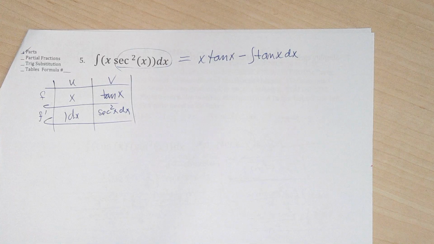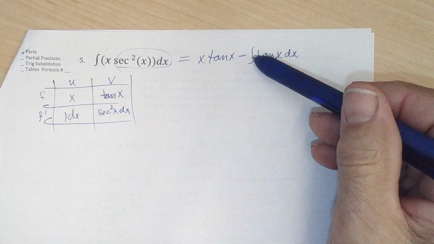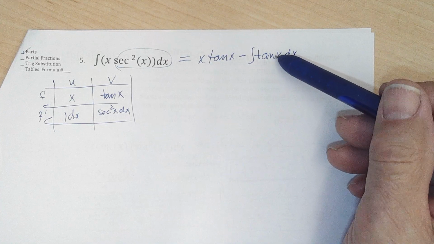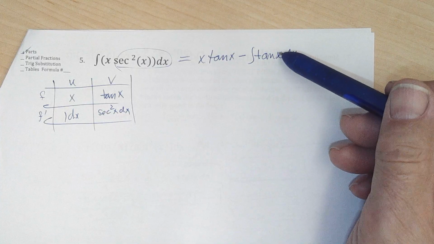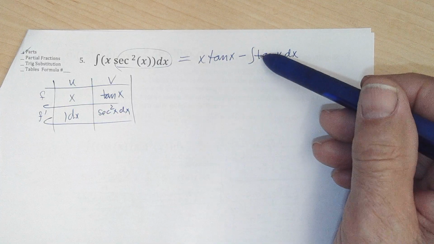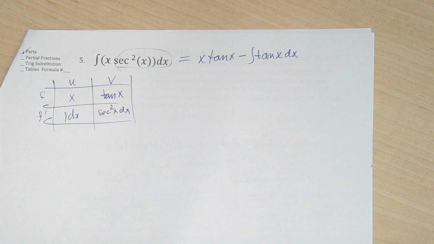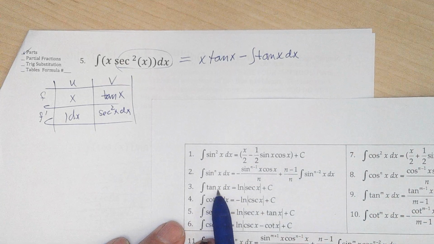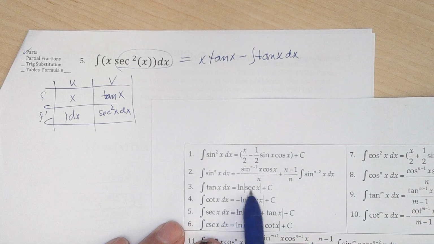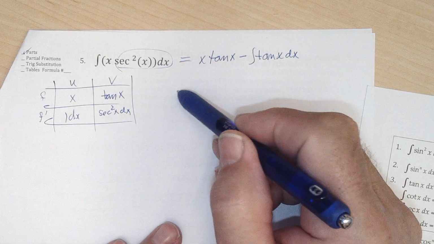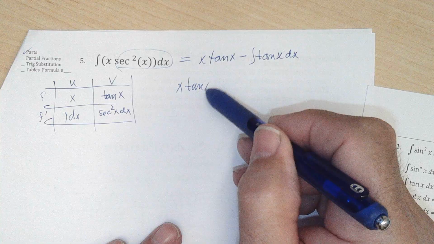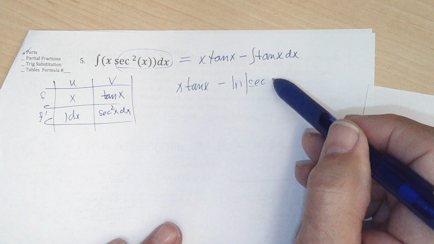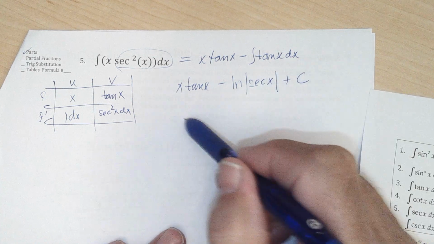And as I said in class, several people said that the antiderivative of tangent is secant squared. And that is incorrect. The derivative of tangent is secant squared, but we want the antiderivative. And that happens to be on our page. The antiderivative of tangent is the natural log of the secant of x. So we get x tangent x minus the natural log of secant x. And we're done.